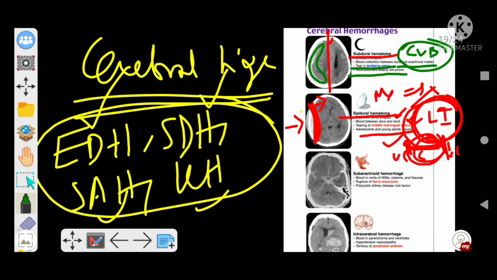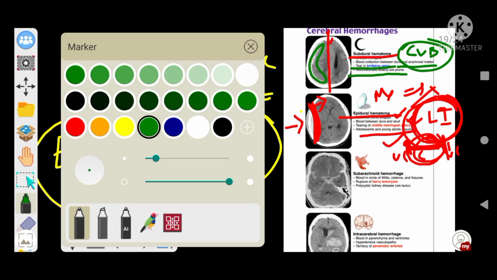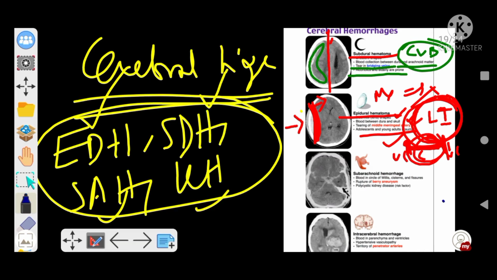Now talking about SAH. This is your subarachnoid hemorrhage, right? So there is blood in the circle of Willis, cisterns and fissures, and there is a rupture of the berry aneurysm. This mainly occurs due to berry aneurysm rupture, but trauma is also a factor. Okay? Trauma is also a factor.